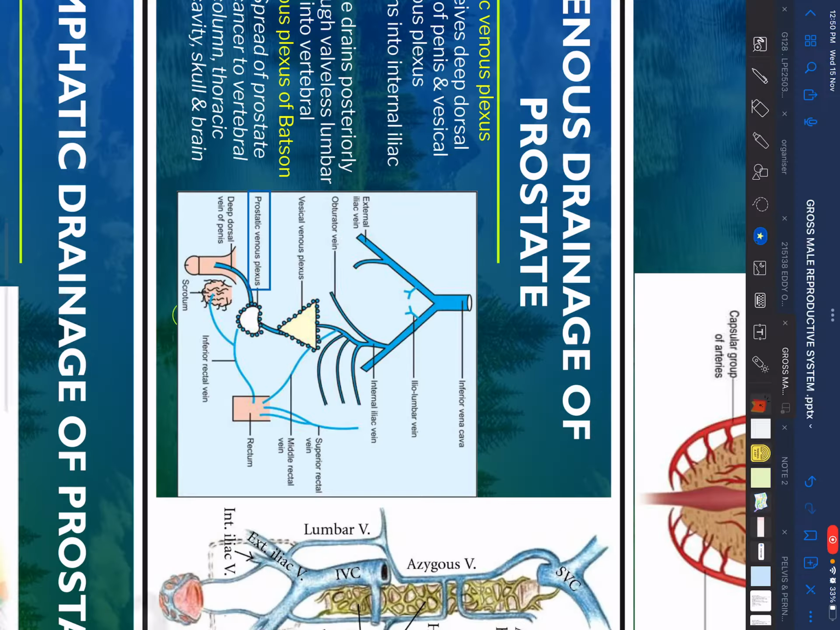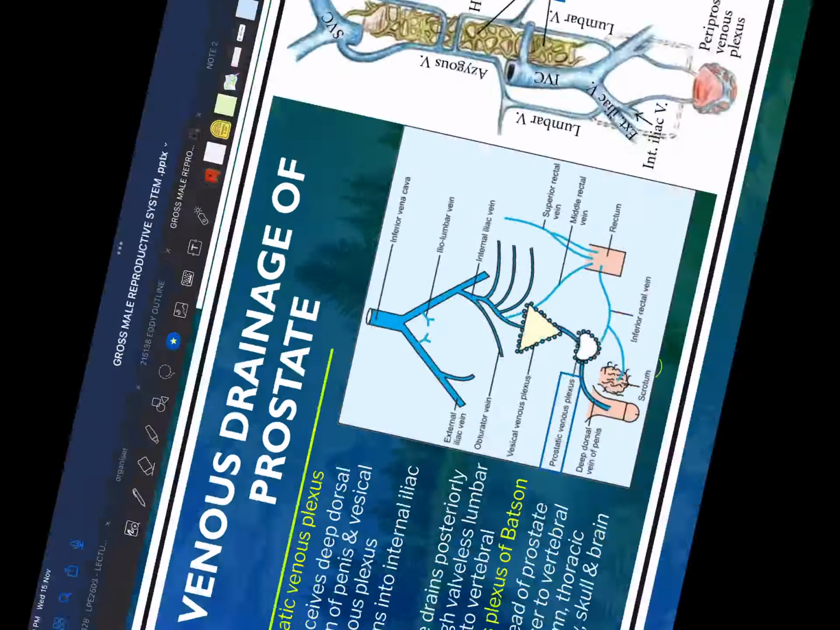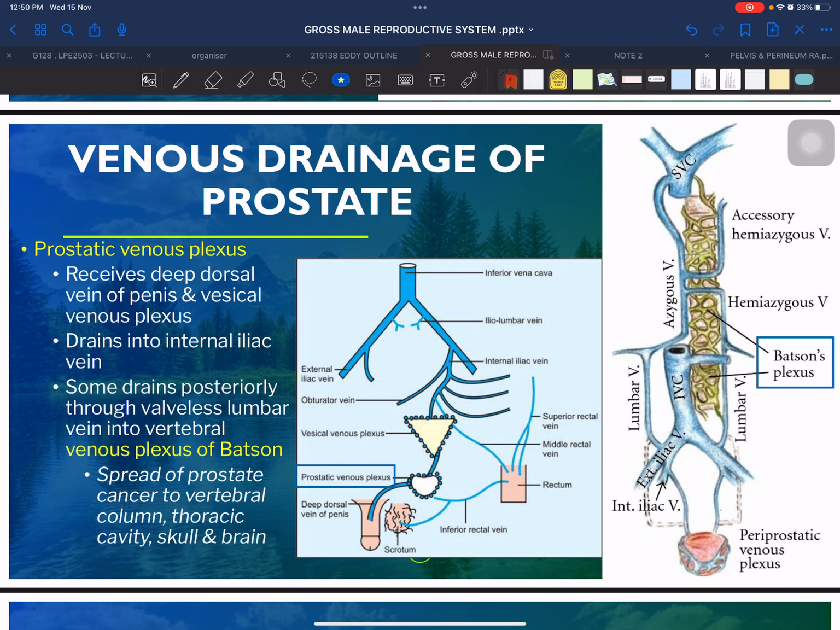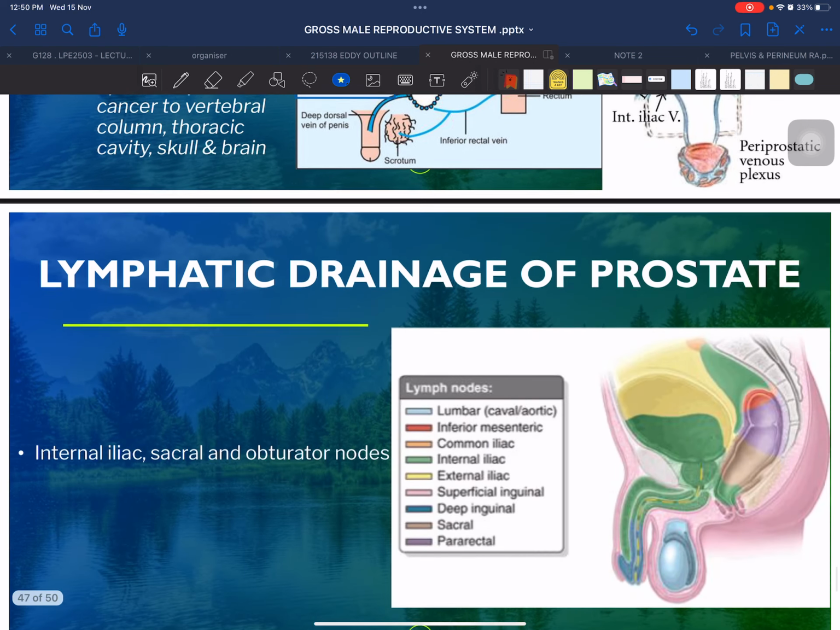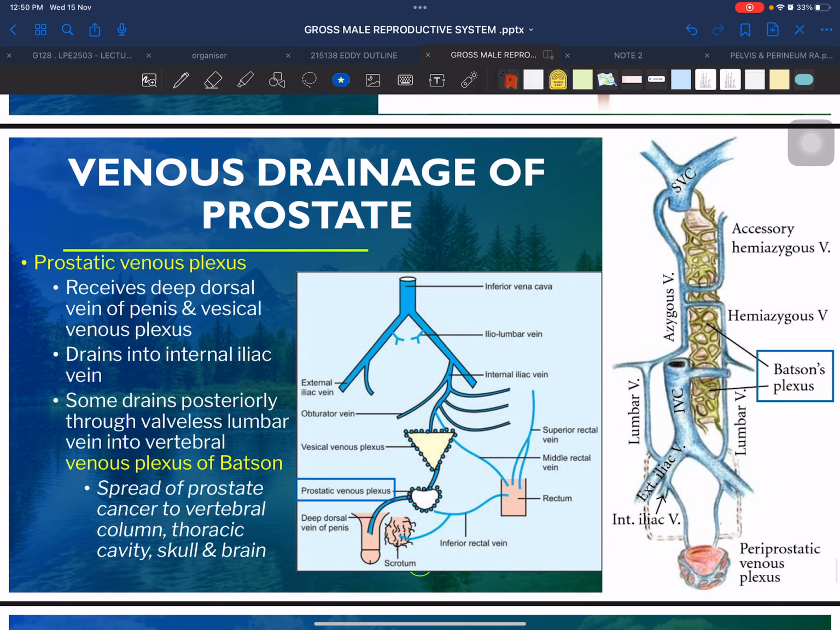Drains into internal iliac vein, and some drain posteriorly through valveless lumbar vein. This is important. Some drains posteriorly through valveless lumbar vein into vertebral venous plexus here. Okay, lumbar vein, into this vertebral venous plexus.